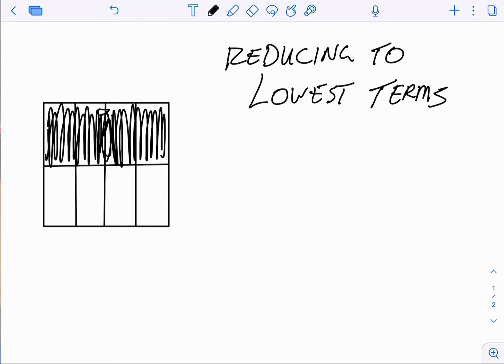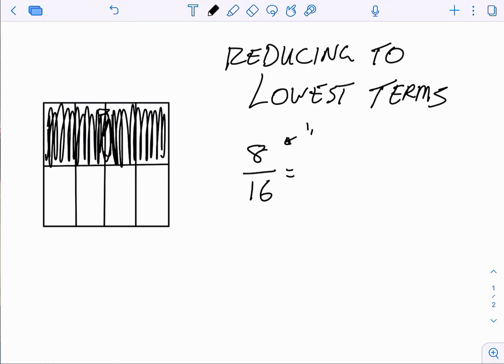Okay, this video is about putting fractions in lowest terms. Putting a fraction into lowest terms, I have an example here, means to reduce the numbers within this fraction, making the numbers as small as possible, where the two numbers, the numerator and denominator, will have no other common factor than 1.